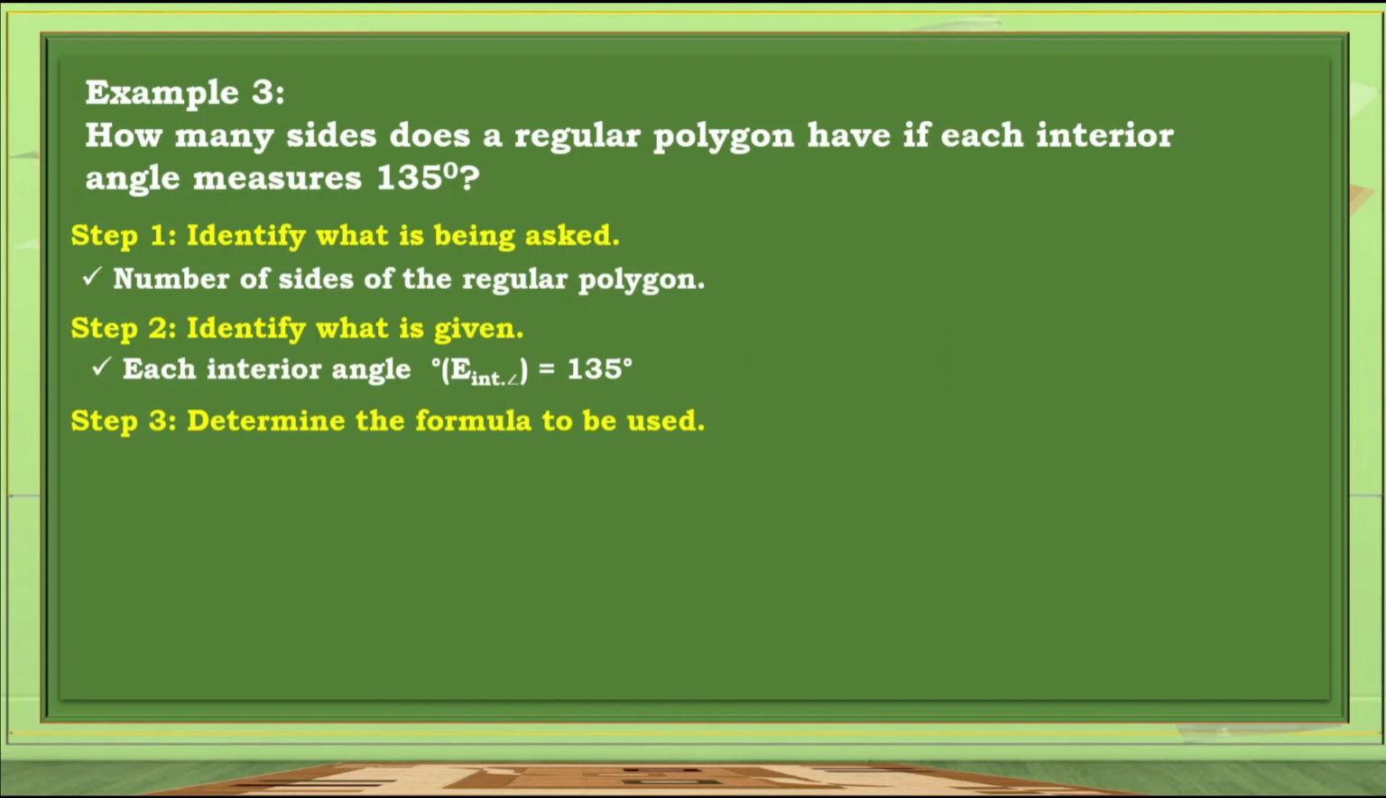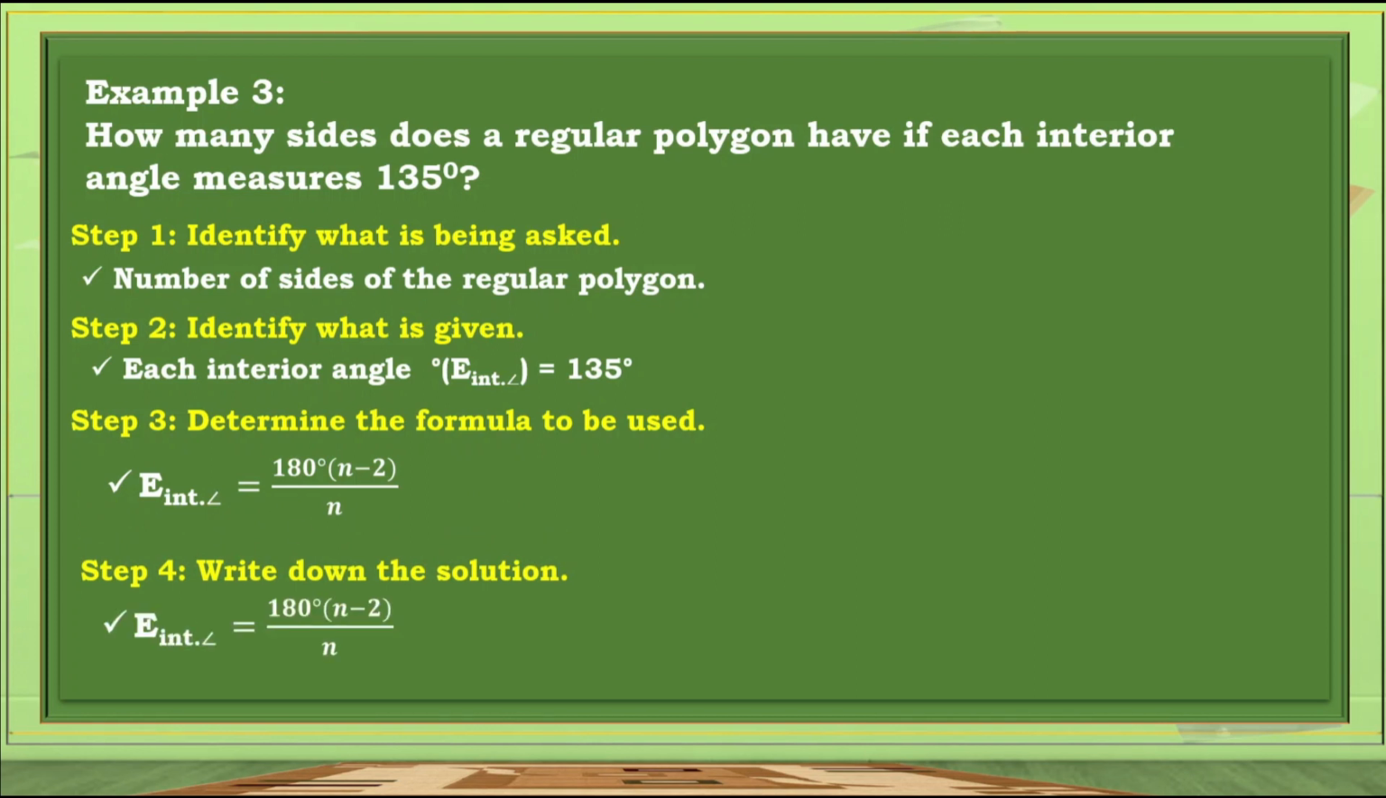Step 3. Determine the formula to be used. Since we have each interior angle, we will use the formula of each interior angle, and that is 180 degrees times the quantity of n minus 2 all over n. Step 4. Write down the solution. From the formula, we substitute 135 degrees in place of the measure of each interior angle. So we have 135 is equal to 180 times the quantity of n minus 2 all over n.